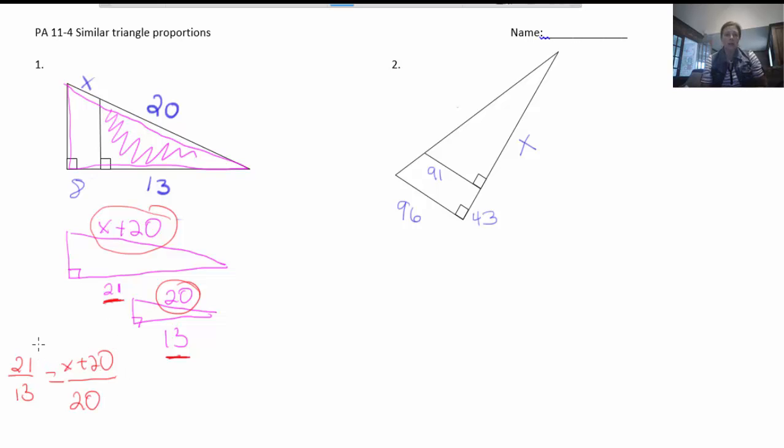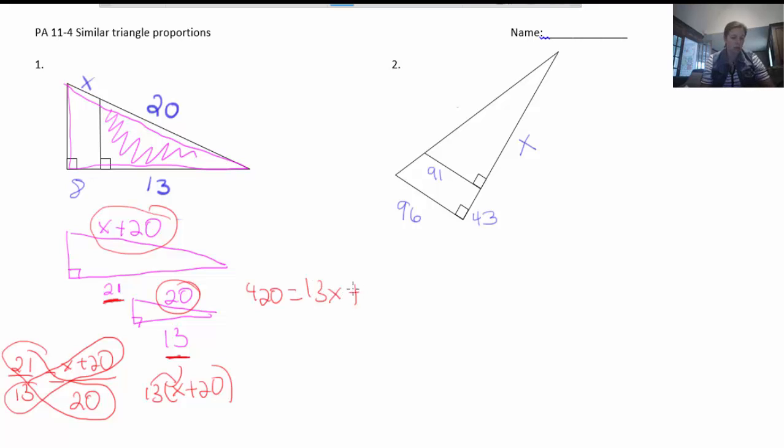Okay, so then we have to cross multiply. So 20 times 21 gives us 420. So I'm going to write it up here. 420 equals, now we have to do 13 times x plus 20. So you have to do the distributive property, x plus 20, like this. So it's really going to be 13x plus 13 times 20, which is 260. Oops, ignore that little line. Okay, so now we have 420 equals 13x plus 260.